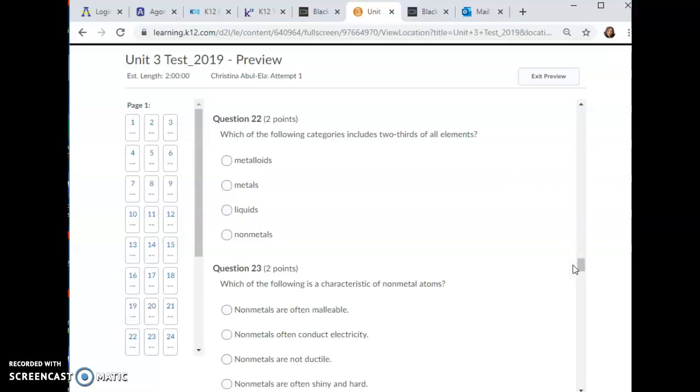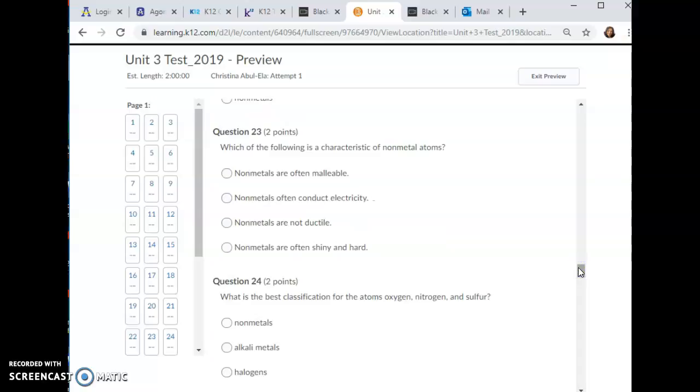Question 22. Which of the following categories includes 2/3 of all elements? Metalloids, metals, liquids, nonmetals. Question 23. Which of the following is a characteristic of nonmetals? Nonmetals are often malleable. Nonmetals often conduct electricity. Nonmetals are not ductile. Nonmetals are often shiny and hard.